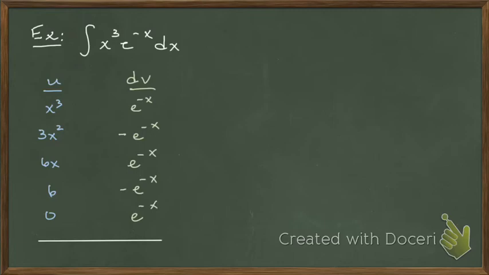I need my signs on the left side there, plus, minus, plus, minus, plus. Again, that just alternates. And then I'm ready to go, multiplying down. My first term should be minus e to the minus x times x cubed, or minus x cubed e to the minus x. My second term should be that pink minus 3x squared, e to the minus x.